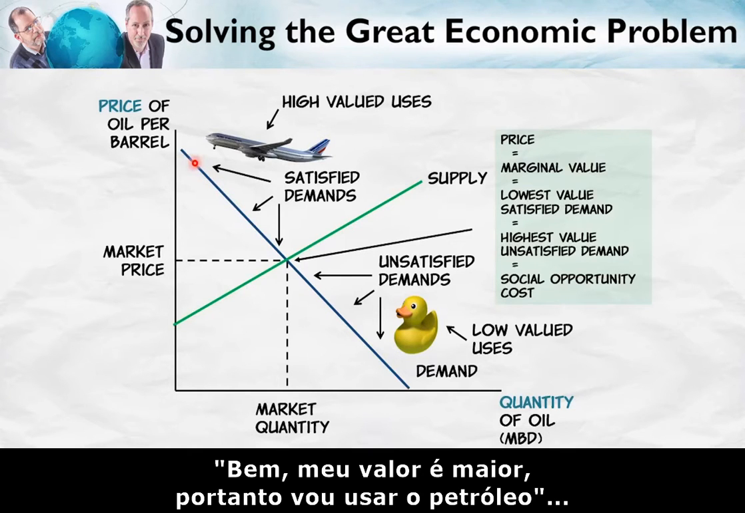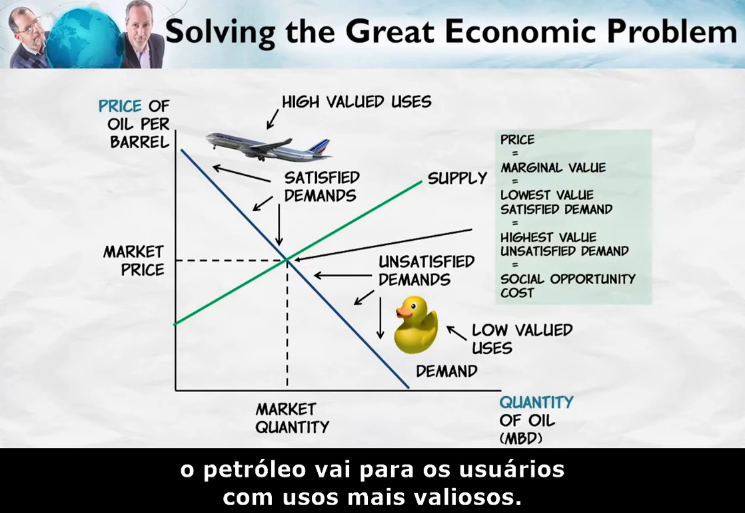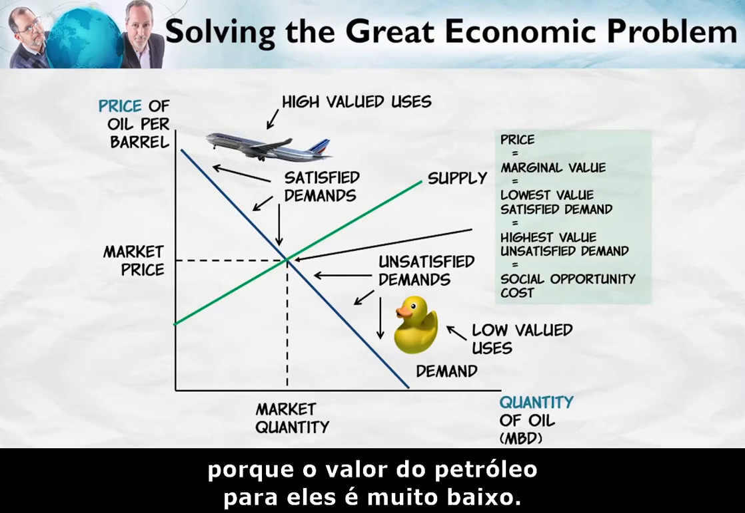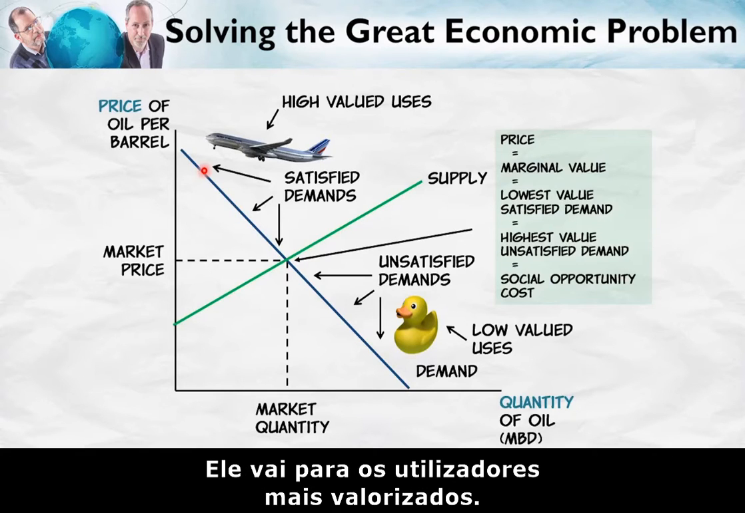In comparing their value to the market price and saying, well, my value is higher, therefore I'm going to use the oil, oil flows to the highest valued users. It doesn't go to the unsatisfied users because their value of oil is too low. It goes to the highest valued users.